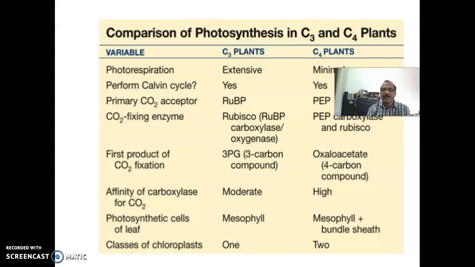C4 cycle, we know the most important cycle. Actually, in the process of photosynthesis, the most efficient photosynthetic cycle is nothing but the C4 cycle. C4 cycle ആണ് ഏറ്റവും നല്ല efficient ആയ cycle എന്ന് നമ്മൾ പറയാറുണ്ട്. Because it has two important types of chloroplast, one present in the mesophyll and the other present in the bundle sheath cell.